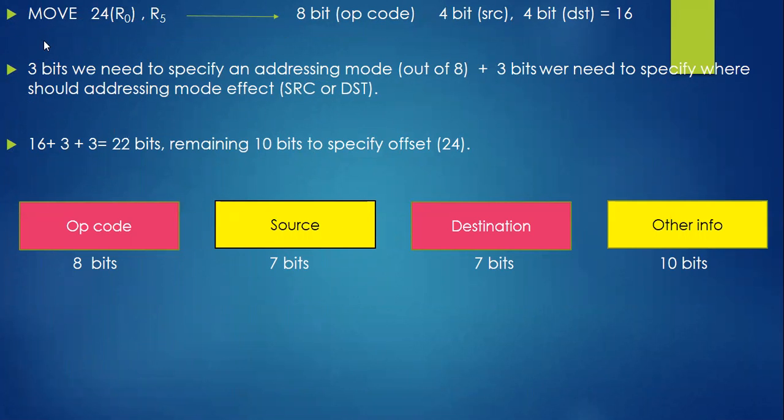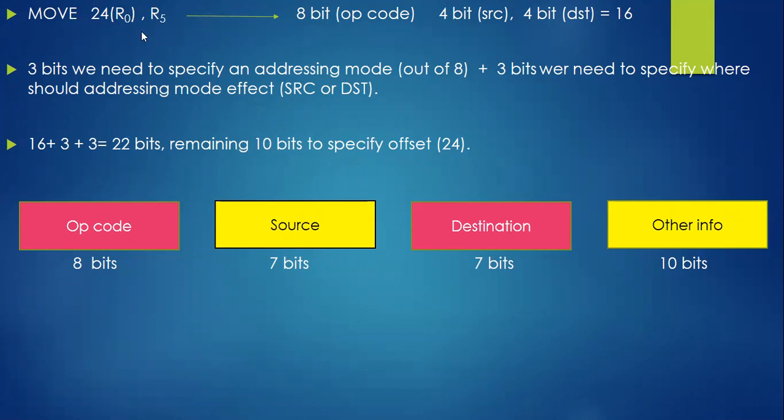Now in this example, just observe, source and destination both were registers. But here we are using index addressing mode. Remember this, we are using index addressing mode. We have the offset 24. It represents index addressing mode, meaning the value of R0 should be considered as an address. To that address, I need to add 24. Whatever effective address is generated, that should be moved to R5. This is the meaning of MOVE 24(R0), R5.